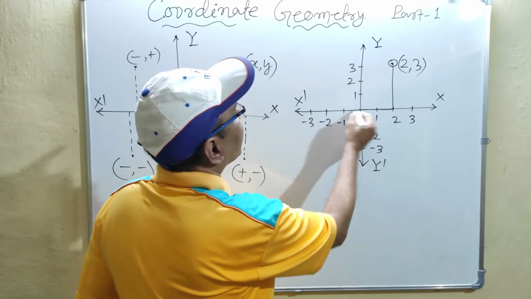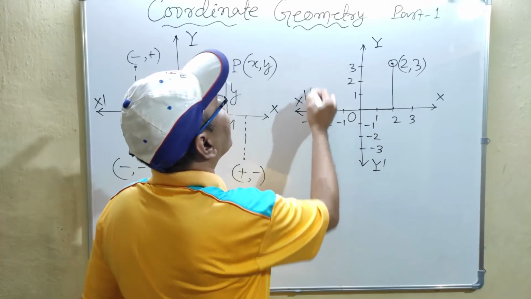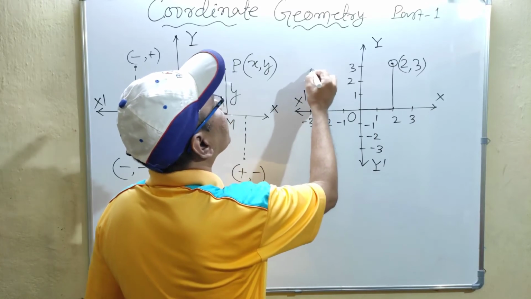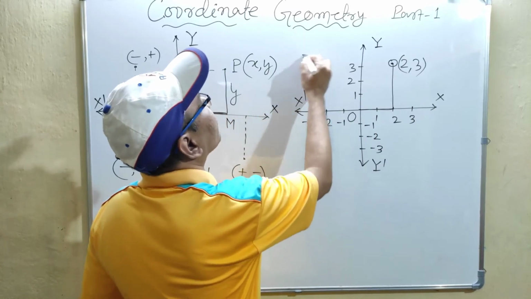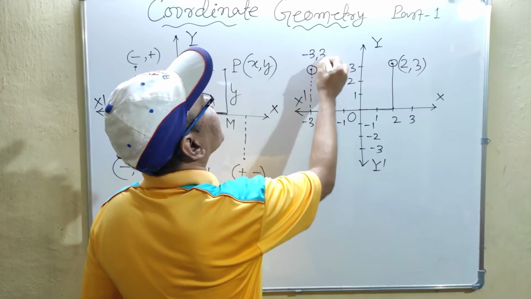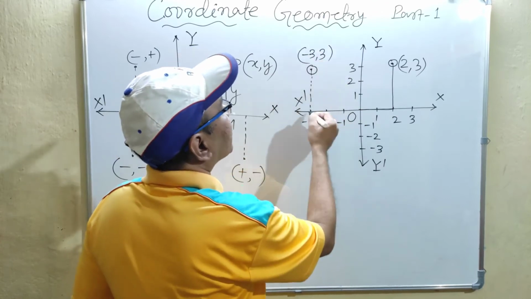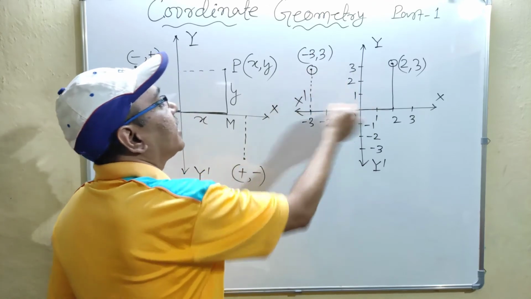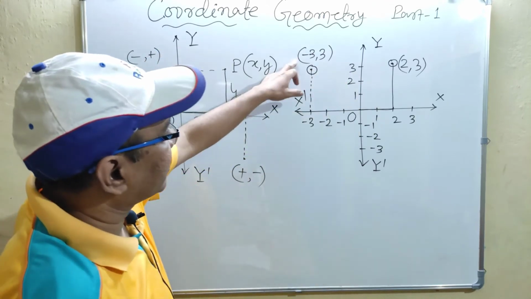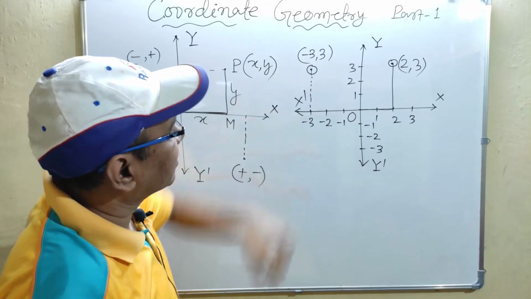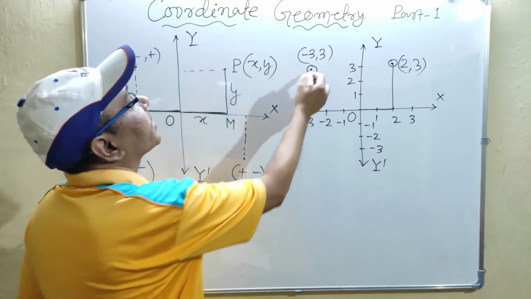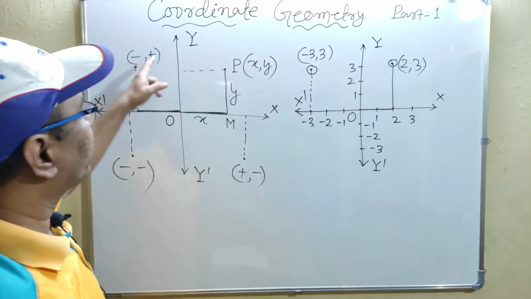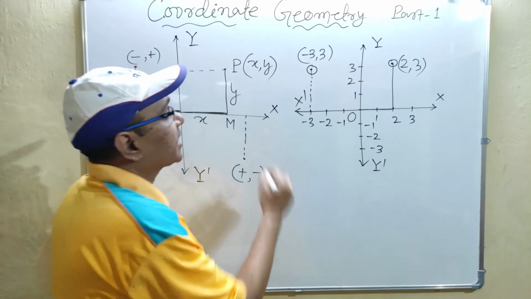Suppose minus 3 distance this side and 3 distance this side. There is a point here in this location. Then its coordinate will be written as (-3, 3). Its x coordinate is minus 3, y coordinate is 3. Its distance towards x-axis is minus 3, towards y-axis is 3. So this point will be written as (-3, 3). X coordinate will be negative, y coordinate positive, because it is in second quadrant.